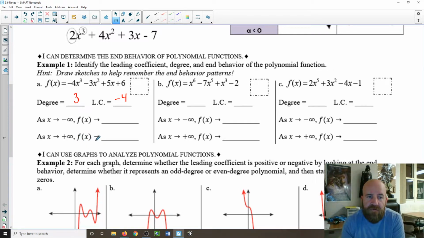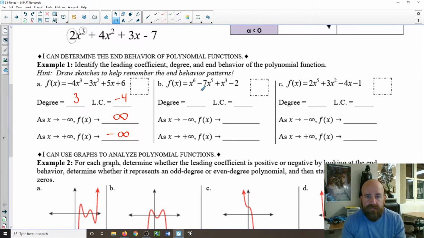So what is y doing? What is f of x doing? f of x is approaching negative infinity because of the leading coefficient being negative. And then the left-hand side, as x approaches negative infinity, is going that direction. The degree is odd, so it tells me we're going opposite of what we're doing here. So we are going to positive infinity on the left side. And that's it.